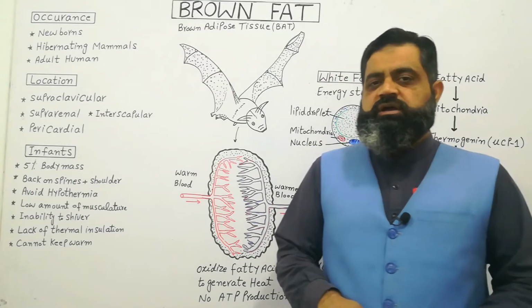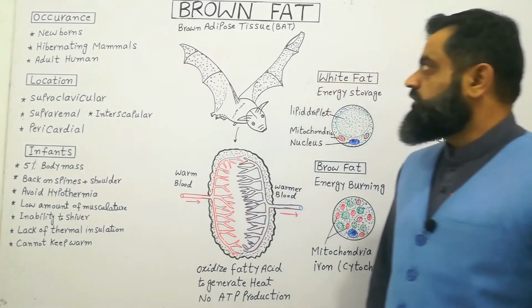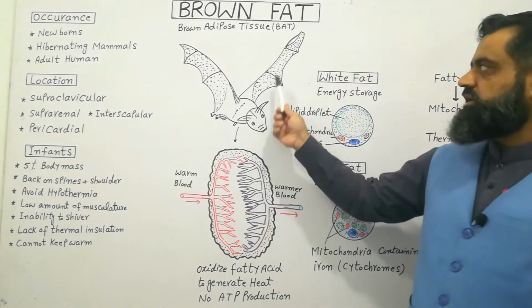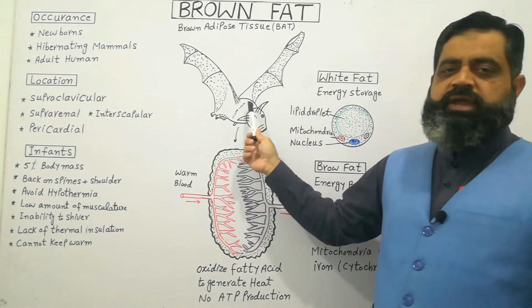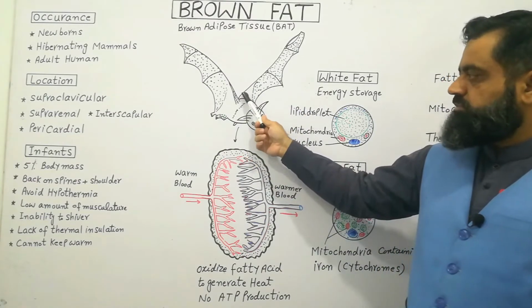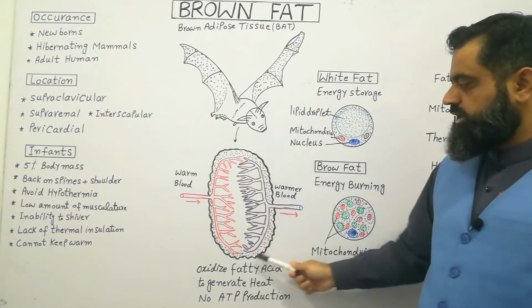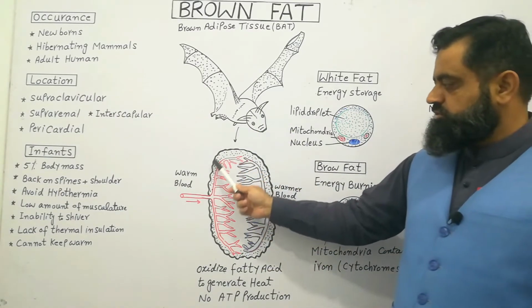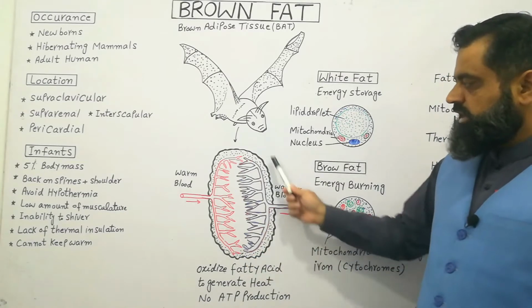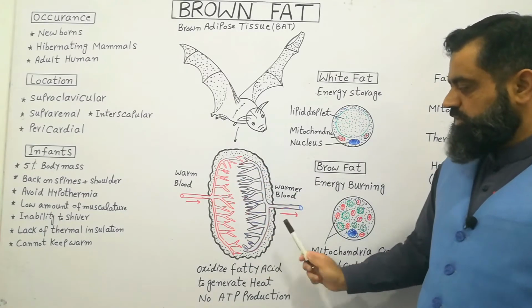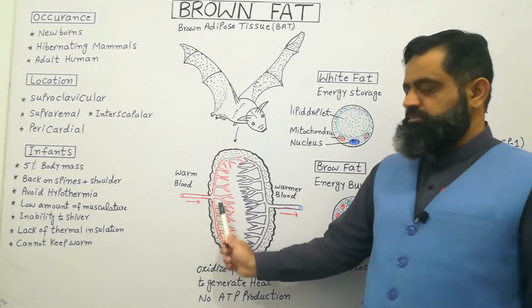If we look at the structure of brown fat, I have taken an animal which is a mammal, a bat. I have taken a small piece of fat from the bat and drawn a diagram for you. So this is the structure of brown fat. As you can see, this is brown fat. It has a blood supply.